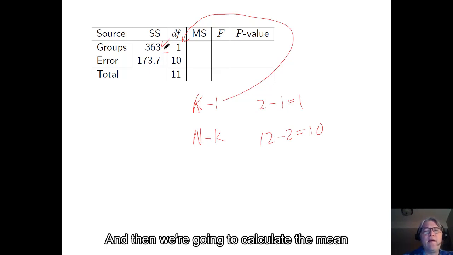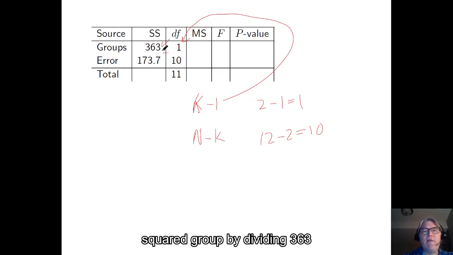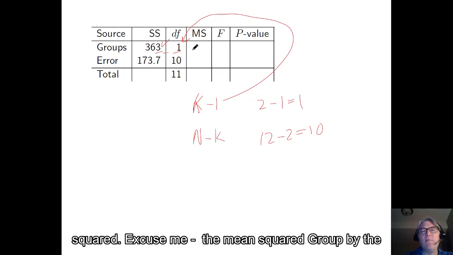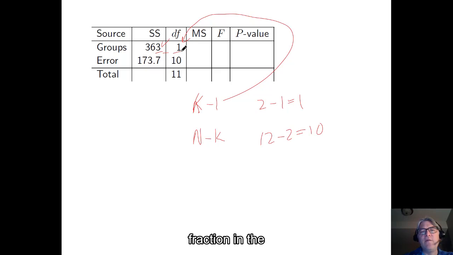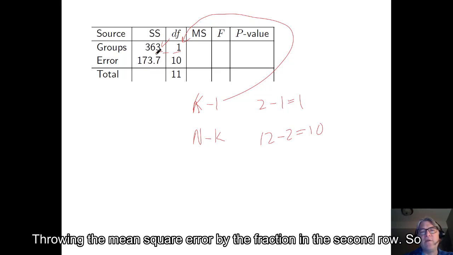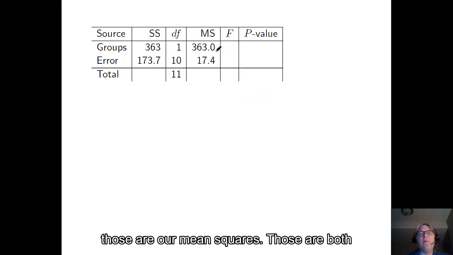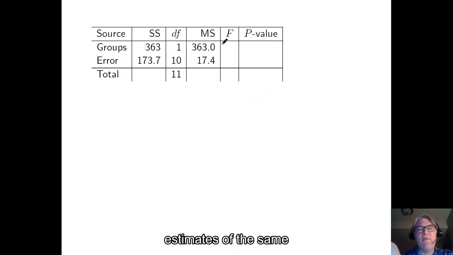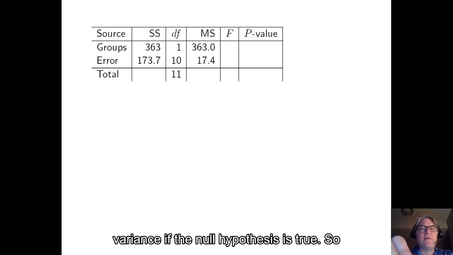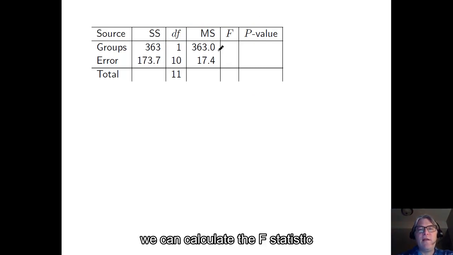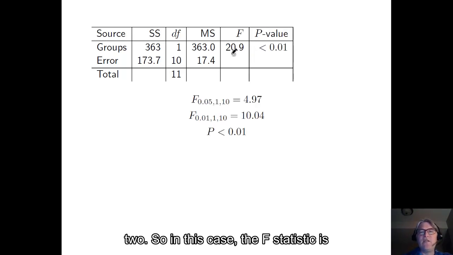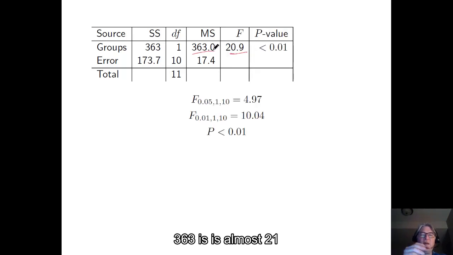And then we're going to calculate the mean squared error by dividing 363 by 1, and the mean squared group by the fraction in the first row, and the mean squared error by the fraction in the second row. So 363 divided by 1 and 173 divided by 10. So those are our mean squares. Those are both estimates of the same variance if the null hypothesis is true. So we can calculate the F statistic by creating the ratio of those two. So in this case, the F statistic is 20.9, because the 363 is almost 21 times larger than 17.4.